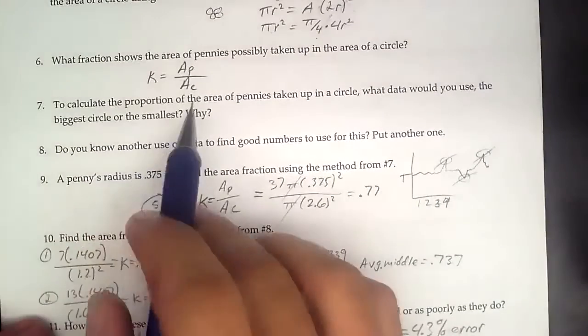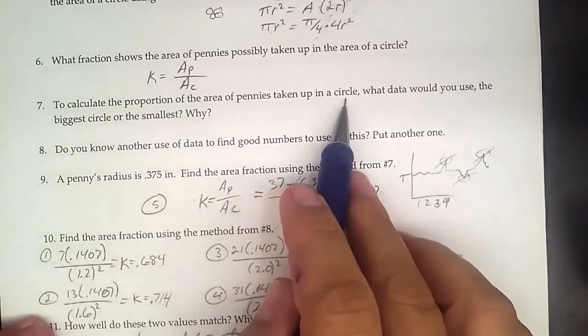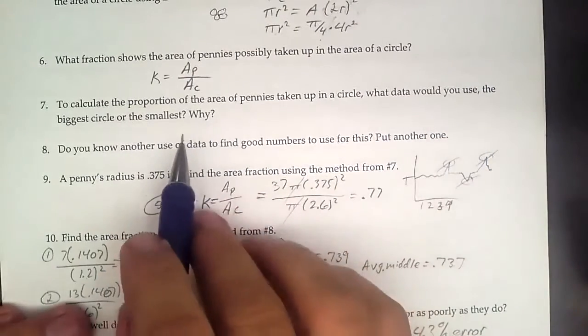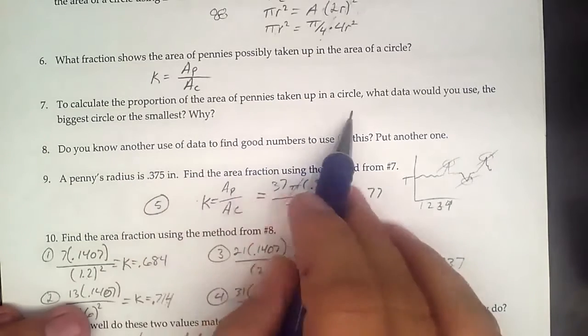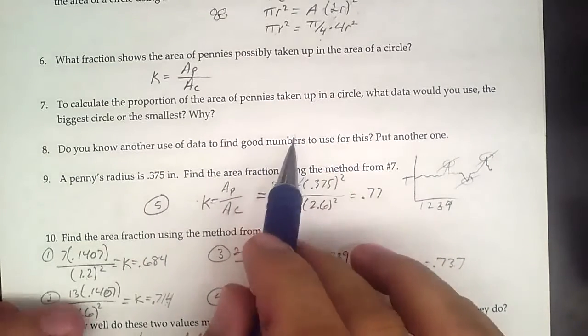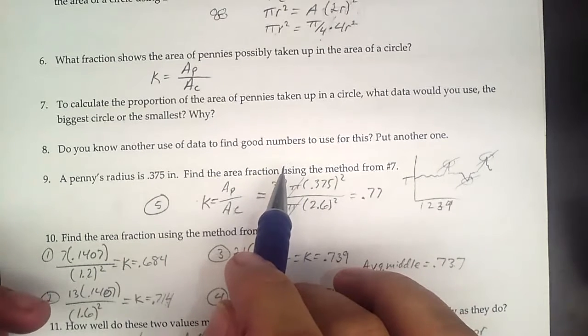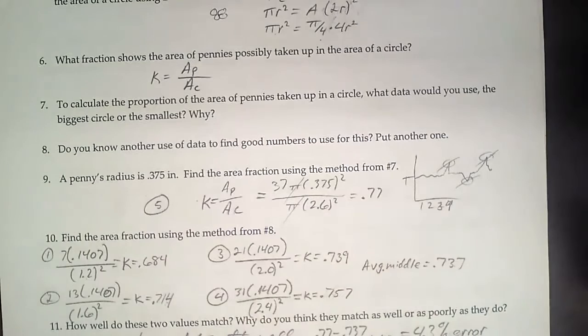Number 7, to calculate the proportion, which this is a proportion, of the area of the pennies taken up in a circle, what data would you use? The biggest circle or the smallest, and why? I would use the biggest circle because it will have the least percent error, I assume. If you have a big circle, just mentally draw a giant circle, and I mean one that you'd have to walk across, and then you fill it with pennies. Pretend you're off by 1 penny.